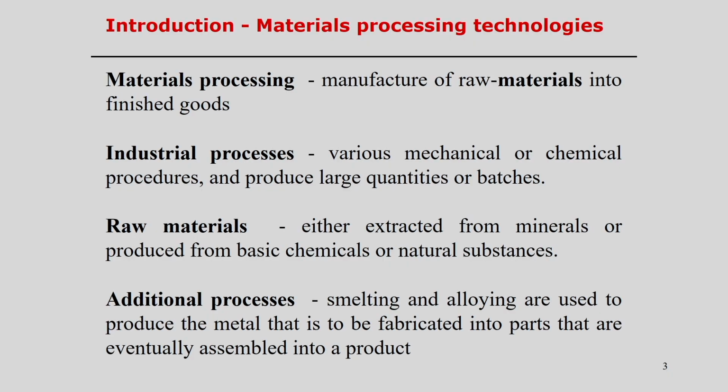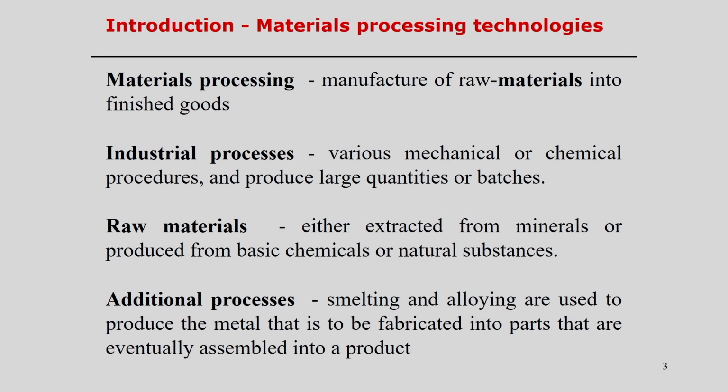Then raw materials. We understand that raw materials are normally extracted from minerals, or can be produced from basic chemicals or natural substances. There are several procedures to go from the ore to the raw materials, and after that we process the raw material through a series of manufacturing processes until it reaches the final product. There are several manufacturing processes involved in this conversion from raw material to finished product.